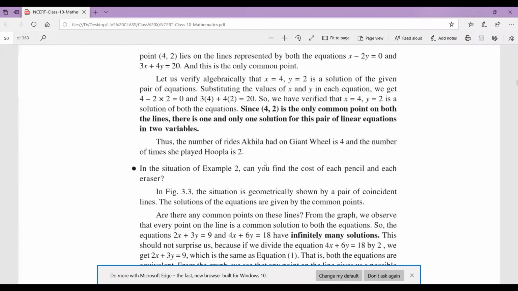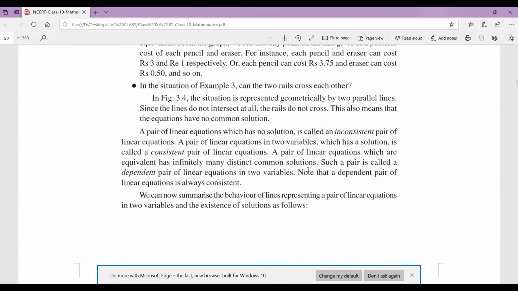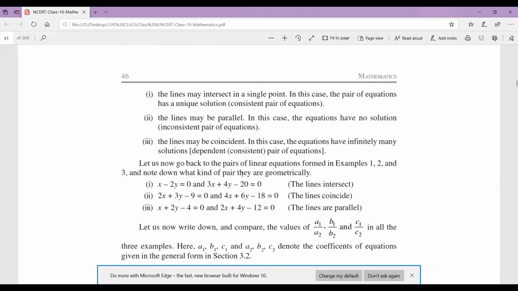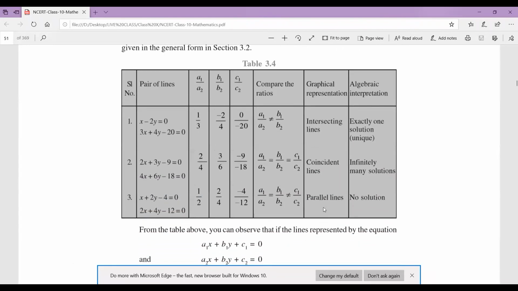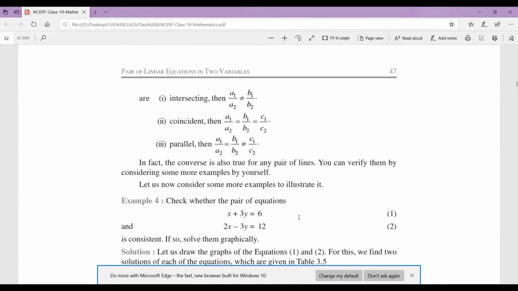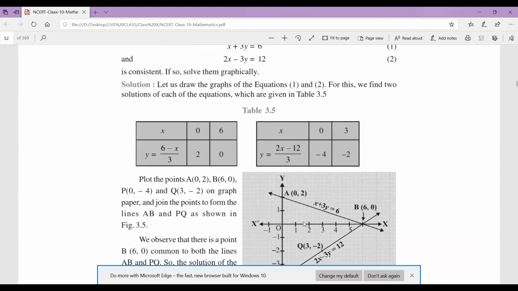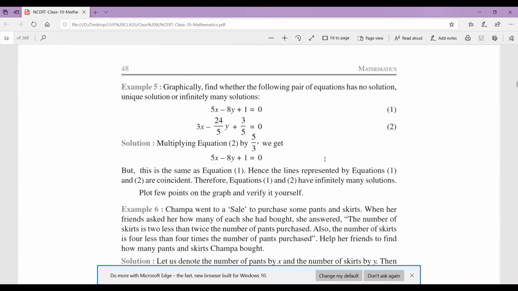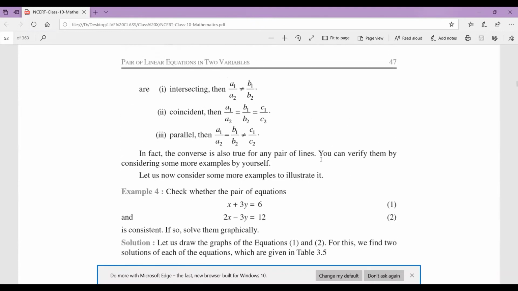Okay, now we can move to the next part. We have already discussed all of this. So I think we can cover exercise 3.2 also, because we have already discussed all of these things.